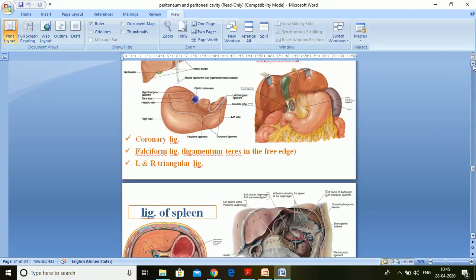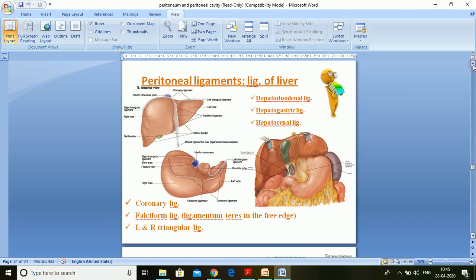This is an image that shows you the peritoneal ligaments that are attaching to the liver. What are all the peritoneal ligaments that attach the liver? The peritoneum can be given the name omentum: the lesser omentum and the greater omentum. The lesser omentum forms a sac called the lesser sac, and the greater omentum forms the greater sac. The mesentery is a folding of peritoneum that holds the coils of intestines to the posterior abdominal wall, and that portion of the peritoneum is called the mesentery.